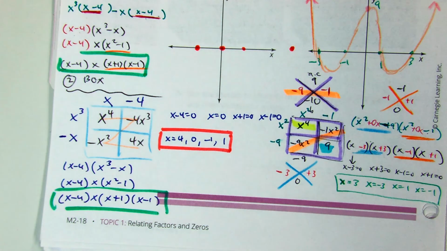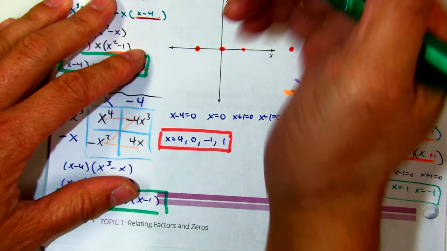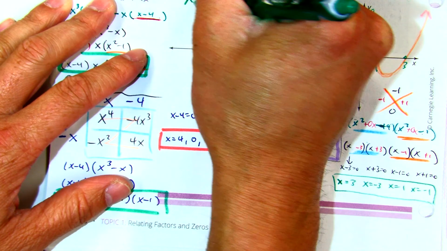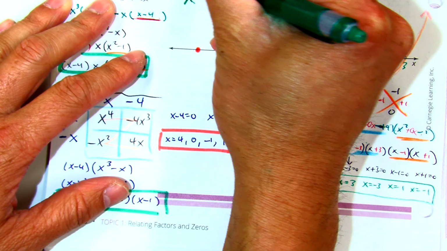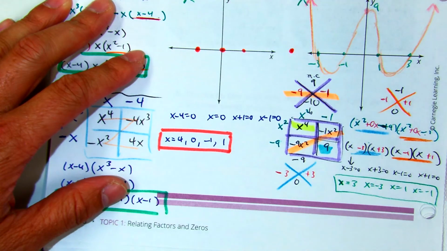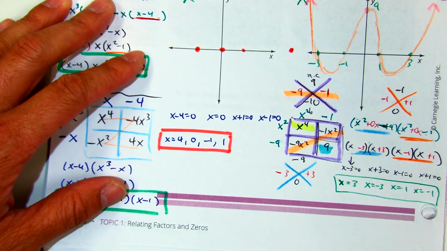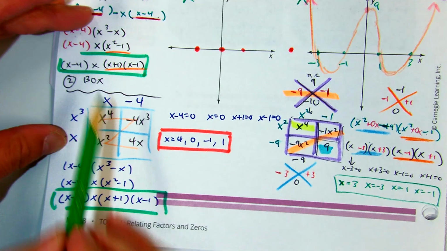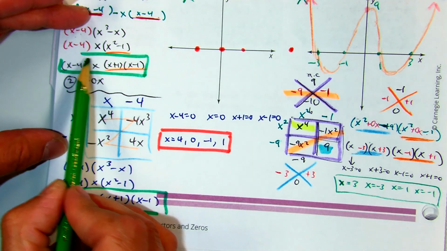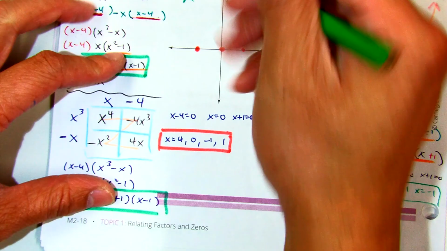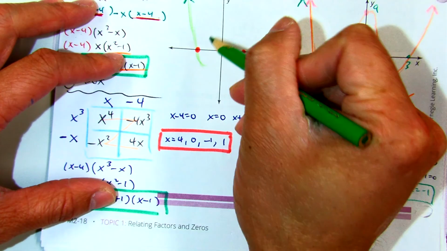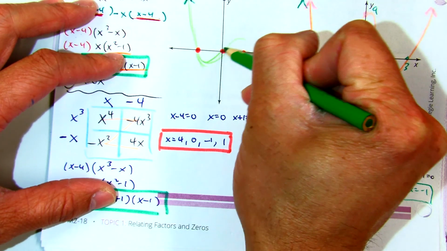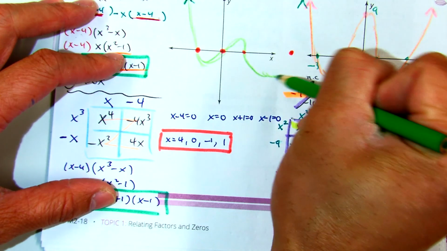Class, where are my arrows? Start where? Up. End where? Up. I know that because it's an even, like x squared. And then we just do our sketch. Remember, all of these binomials here are x to the first power. So the multiplicity is odd, which means it's shoot through. Shoot through, and then I gotta shoot through. Okay?